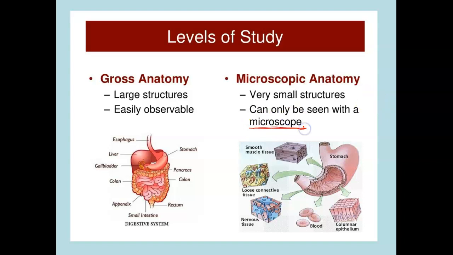So gross anatomy are things that you can see with the eye, easily observable with the eye, all right? Over here in microscopic anatomy, you need a microscope to see things in the fine detail. So these would be things like red blood cells, different types of muscle tissue. In this case, they're identifying smooth muscle, and so on.